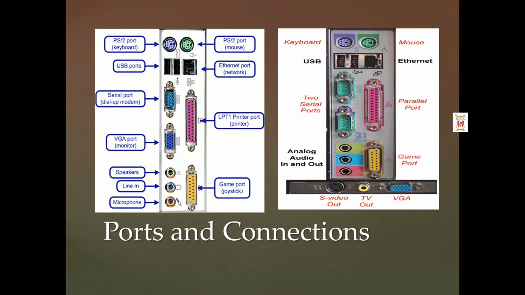It is used for devices that do not require high speed transmission, like mouse, keyboard or to connect a modem, and hence are called communication ports. I have shown you two pictures here so that you can see the number of ports and their functionality. So we have two serial ports which can be used for mouse, keyboard or modem.